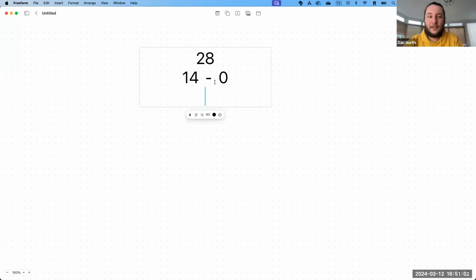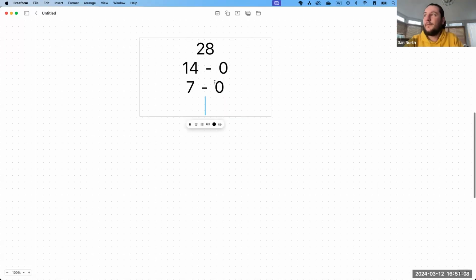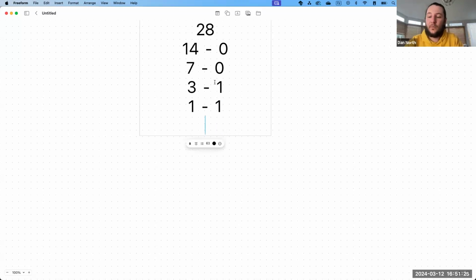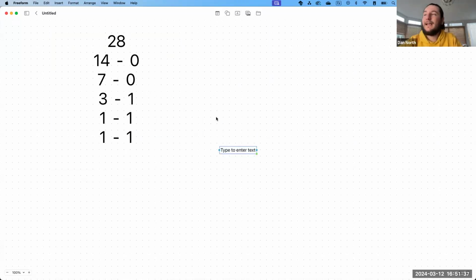Then we divide 14 by 2, which gives us 7 and a remainder of 0. Then we divide 7 by 2, which gives us 3 and a remainder of 1. Yep, that's correct. Then we divide 3 by 2, which gives us 1 and a remainder of 1. And then we divide 1 by 2, which gives us 0 and a remainder of 1. So the number we should get out from that one is 11100.